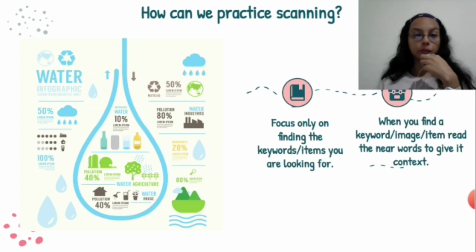We can also practice scanning by reading a discontinuous text. For this, we should focus on finding the keywords or the items we already know we need. For example, if I have this infographic about water and I am asked something like what percentage of water is consumed daily in a household, we can quickly look at the whole infographic, the whole discontinuous text, and look for the icon that I think is related to the household. So in this case, I think that icon is the house icon.